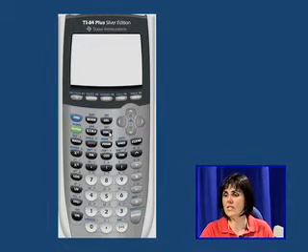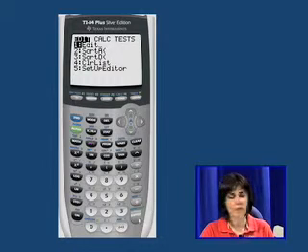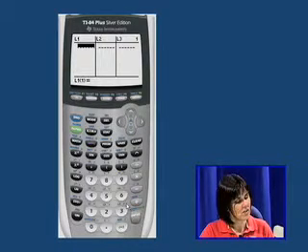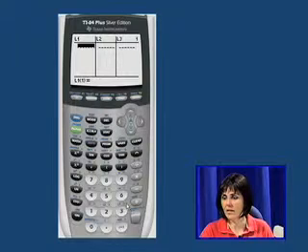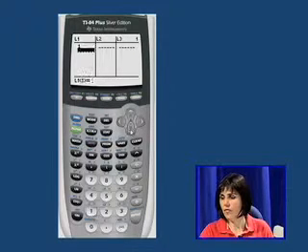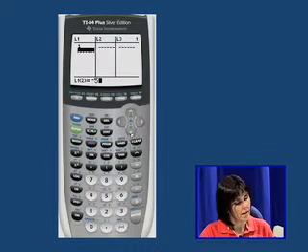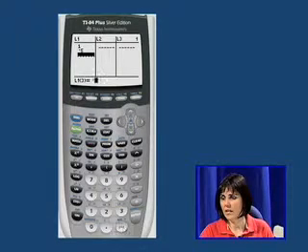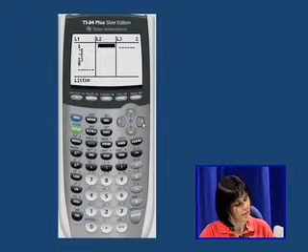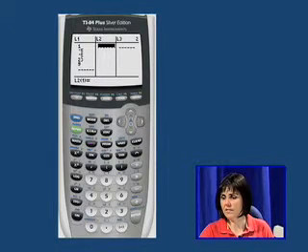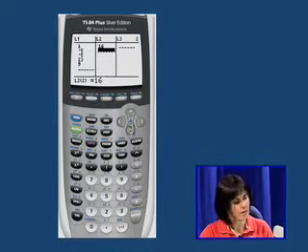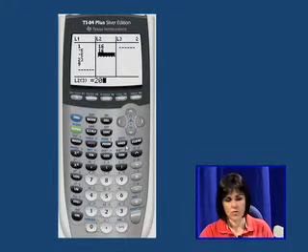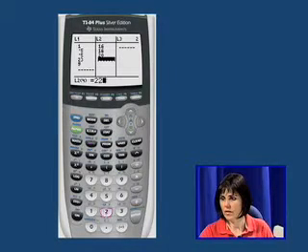So to do that, I go to Stat, Edit. In the first column, I'm going to enter the actual low temperatures, which are 1, -5, -5 again, 23, and 9. If you go to L2, these are the forecasts: 16, 16, 20, 22, and 15.